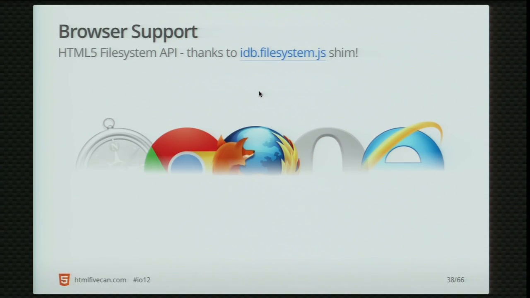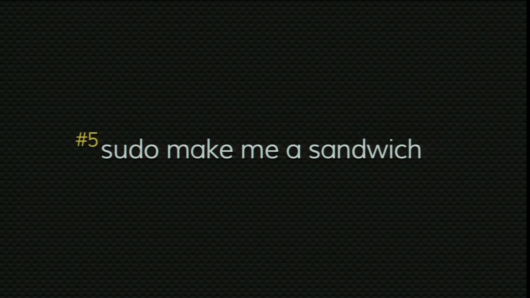So that library is called idbfilesystem.js, and if you're interested in the Filesystem API, check it out. It basically means that we can now use this API in a relatively performant way in the browsers that do support IndexedDB. So I'm super stoked about it. I hope you guys get stoked about it too. Files and folders, the web can do that.